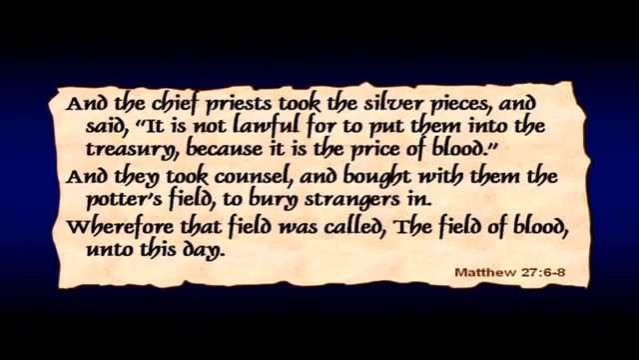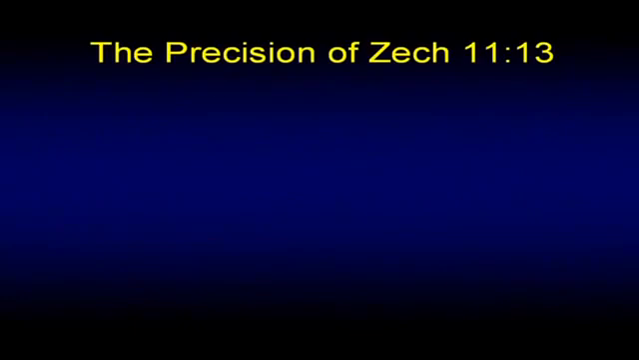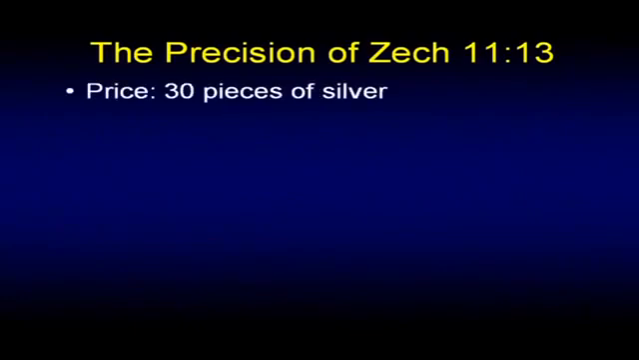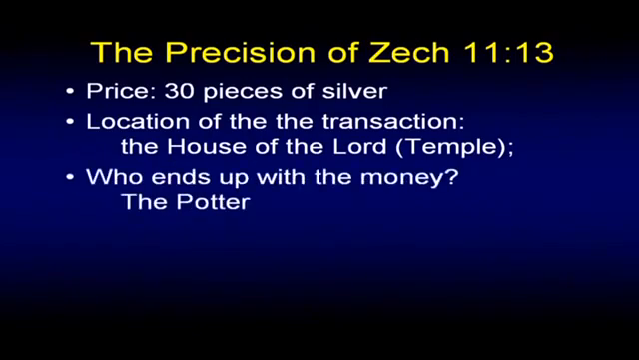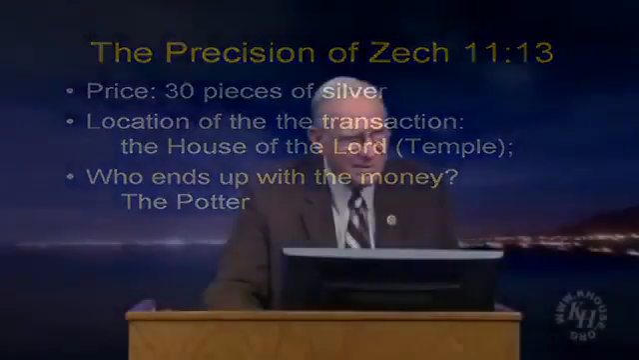Wherefore that field is called the field of blood to this day. But notice the key factors here. The price was 30 pieces of silver. The location of the transaction was where? In the temple, the house of the Lord. Who ends up with the money? The potter. That's all embodied in Zechariah 11:13.